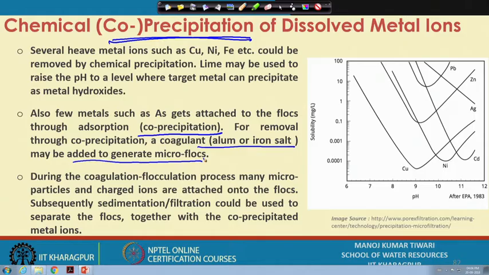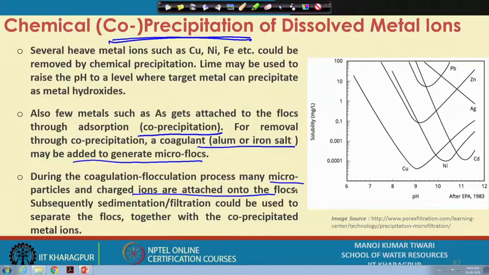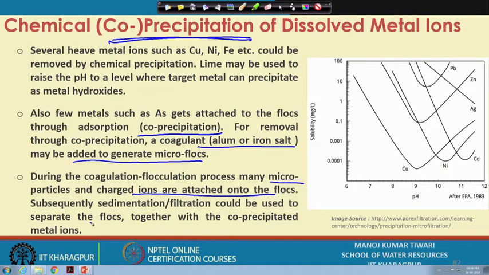So, during the coagulation flocculation process many microparticles and charged ions will be attached to these flocs, and then subsequently we can process them in a simple filtration unit or sedimentation unit. If they can be removed by sedimentation, sedimentation is fine, if not we can go for filtration. For these kind of particles, if you want to reuse the water, we go for high order filtration like microfiltration or those kind of things. Okay. So, these microflocs will be separated from the water, and the water that comes out will be devoid of these metals as well.